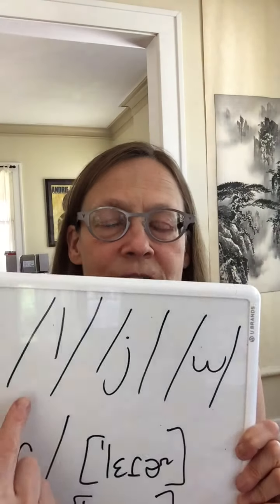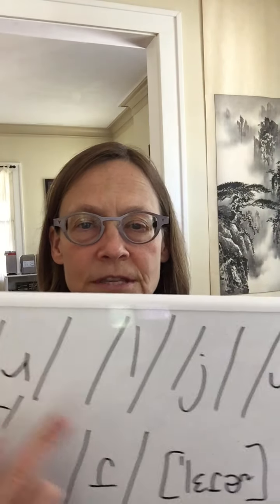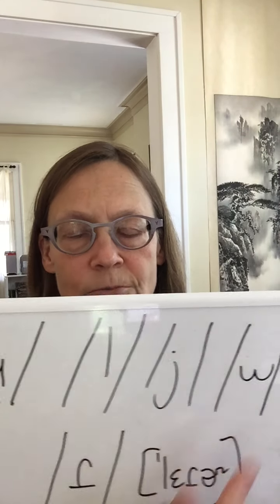All right. So L, this is called a lateral approximant. There's 4 approximants in English. These 3 are what we call central approximants. The air is coming down the center of the mouth. The L is a lateral approximant. So say la, la, la, feel your tongue. You should be probably touching your alveolar ridge, and your air is going out the side of your mouth. So that is called a lateral approximant. That is our only one in English.